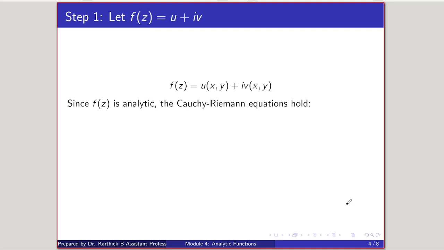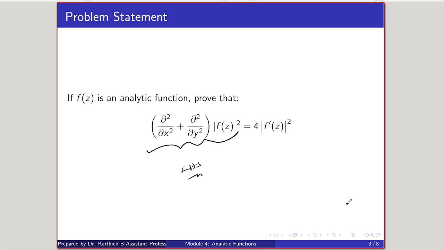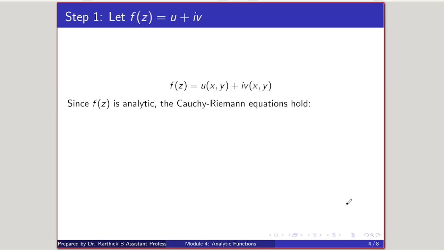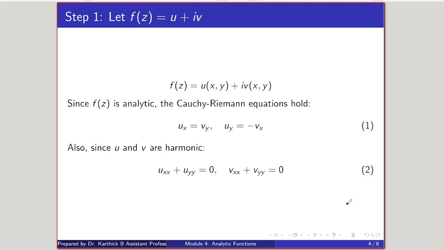In the given problem, f of z is an analytic function. So in the problem itself, they have given the assumption that f of z is analytic. If it is analytic, it will satisfy the CR equations. The CR equations are ux equal to vy and uy equal to minus vx. Also, these two functions u and v are harmonic, and since they are harmonic, they satisfy the Laplace equation.